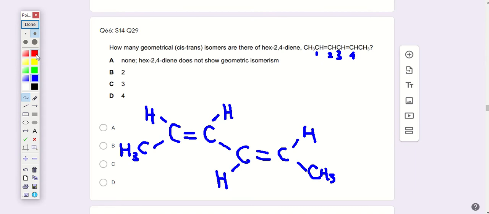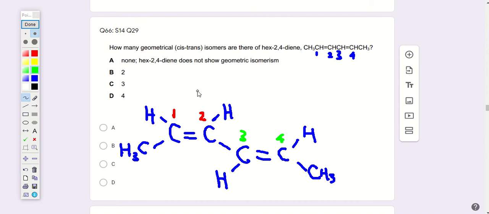So we look at carbon number 1 and number 2. Each carbon is bonded to two different groups of atoms. So the first double bond, the two carbons, can show cis-trans isomerism. Now let's look at carbon 3 and 4. Each carbon is also bonded to different groups of atoms, right? So this one also can show cis-trans isomerism. Now, how many pairs of cis-trans isomers are there?